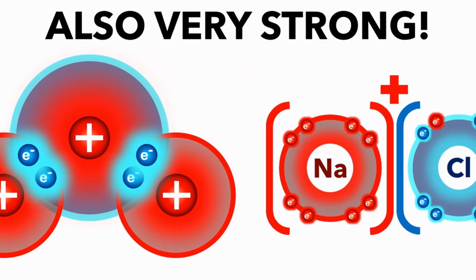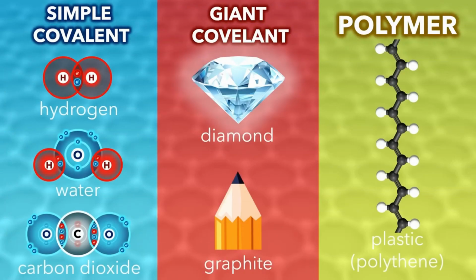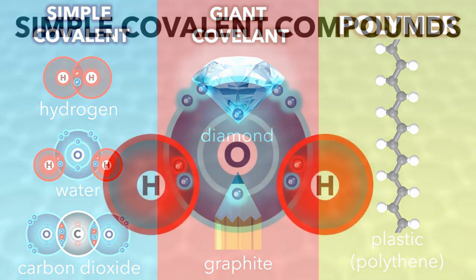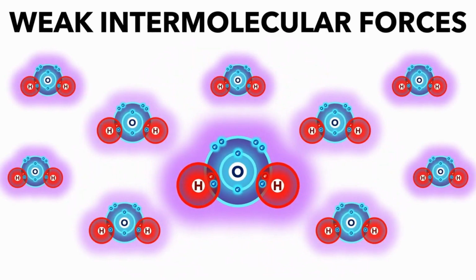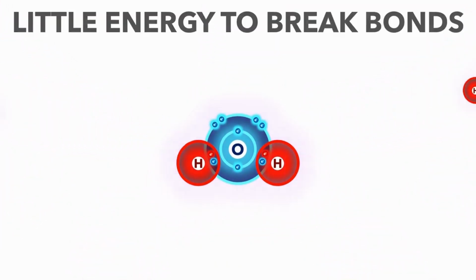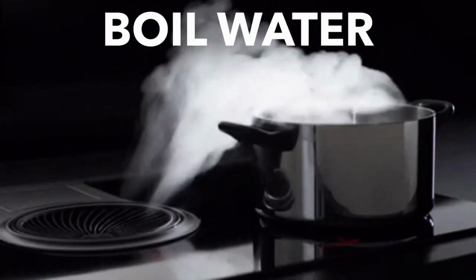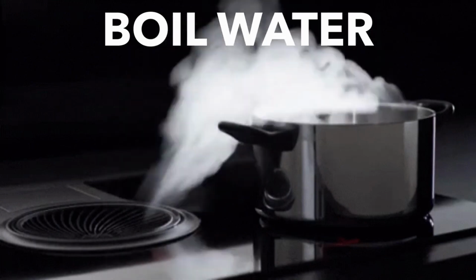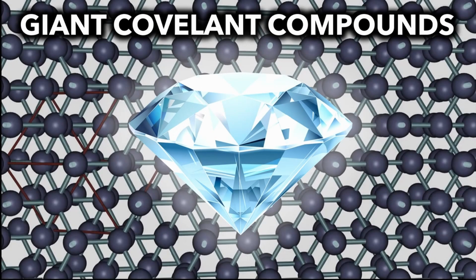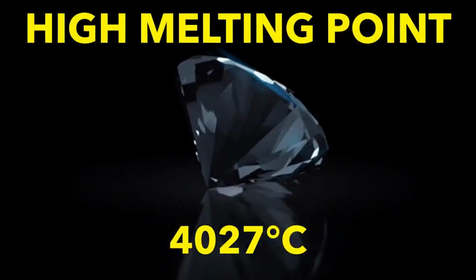Water is one of 3 kinds of covalent compound. Call it a simple covalent compound. Also, covalent bonds are strong. The force between the small molecules is weak, so it takes little energy to break this weak intermolecular force, meaning that water and other simple covalent compounds have very low boiling points. However, giant covalent compounds like diamond have very high melting points due to the covalent bonds.